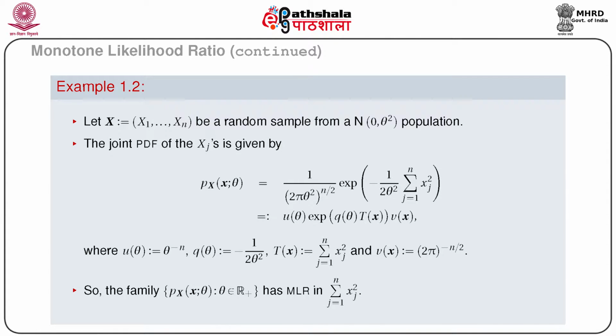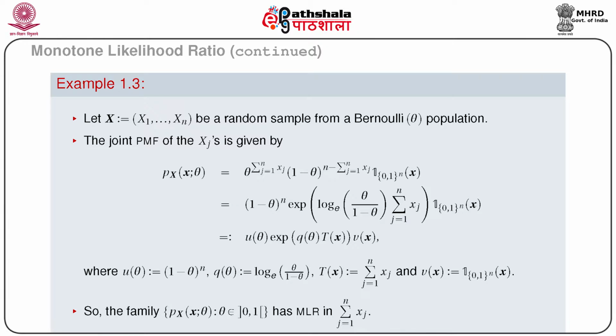Now, if we set u(θ) = θ^(-n), q(θ) = -1/(2θ²), T(x) = Σ from i=1 to n of xi², and h(x) = (2π)^(-n/2), then we see that P(x;θ) has MLR in Σ xi².